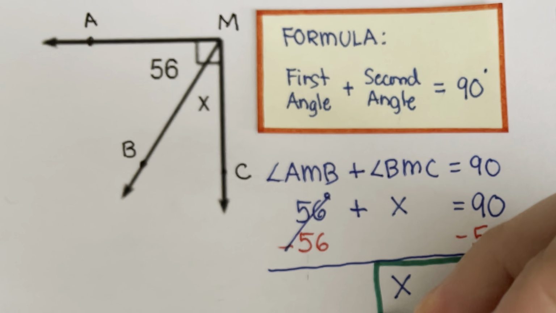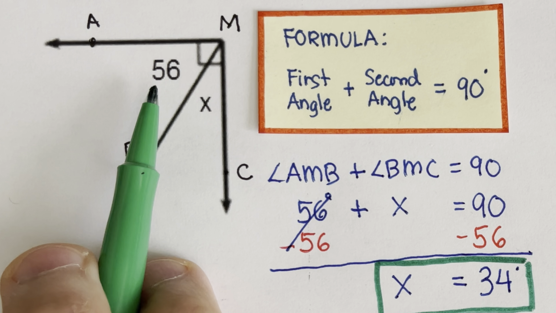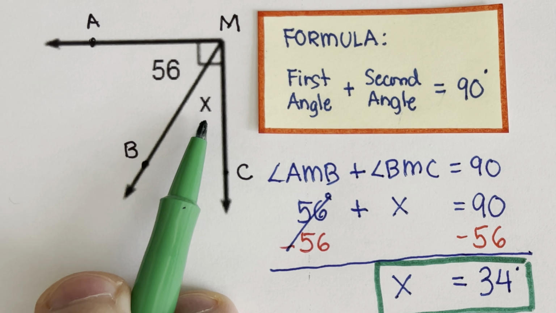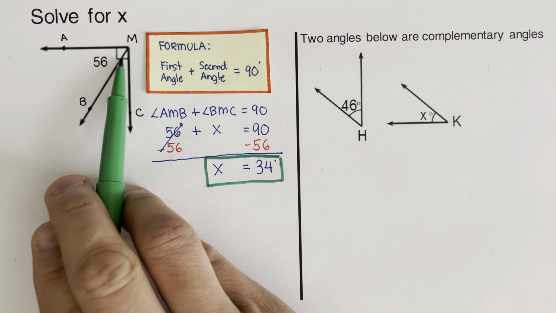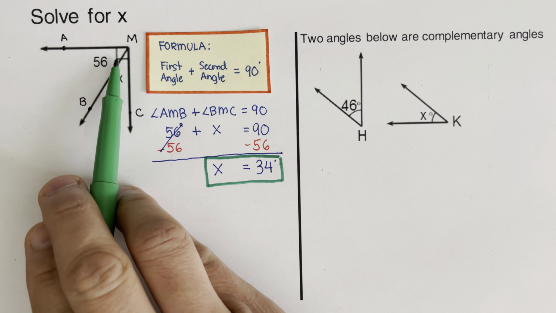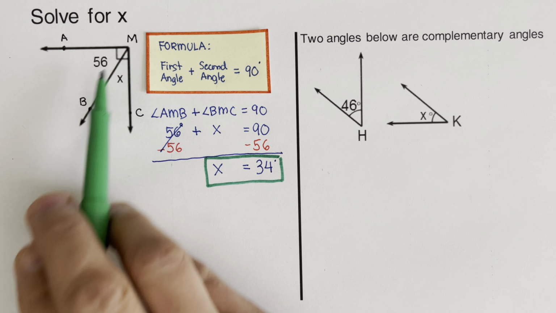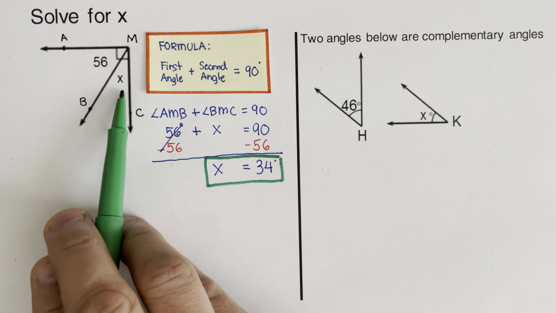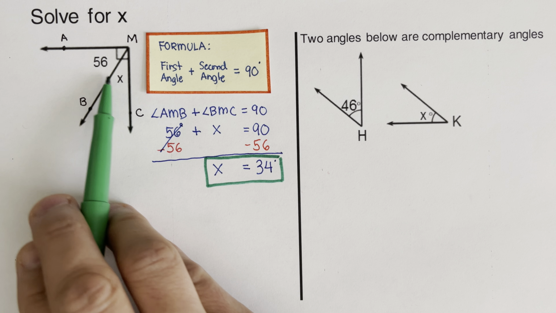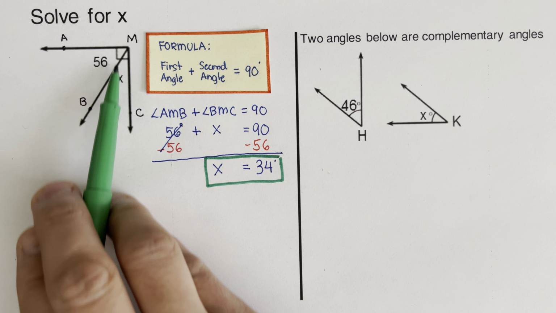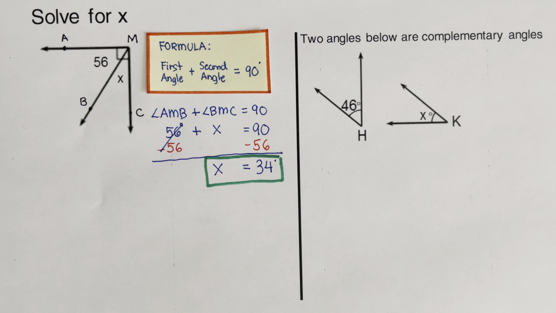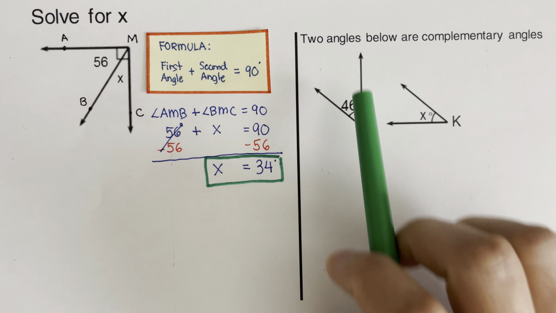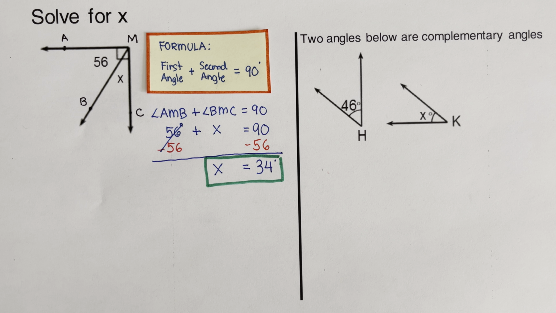This makes sense because if we add 56 plus 34, it is equal to 90. And as you can see here, there is a small square written on the corner. This tells us that this angle right here is a right angle. That means this is 90 degrees. So we need to get the value for x such that when we add 56 plus that value of x, it will come out 90. And we did all the math here, and we have found out that the value of x is 34. At this time, I would encourage you to pause this video and try this problem out on your own. And when you're done, unpause it and check your answer.